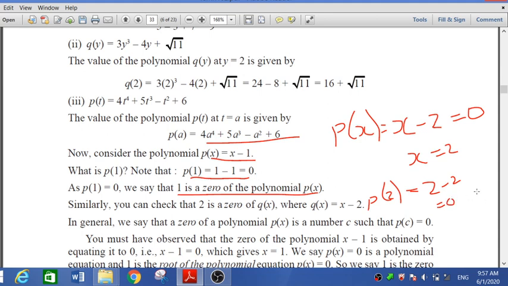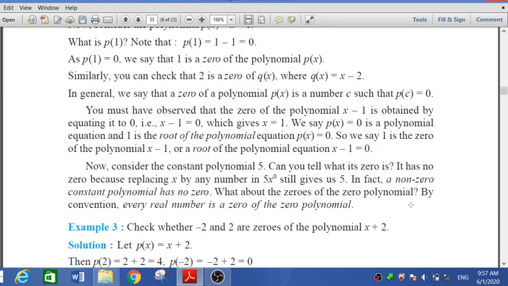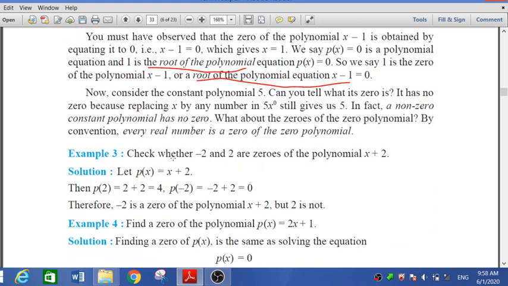So getting the zero of polynomial in a linear equation in one variable is easy. Or we can say roots of polynomial. Another name for zero of polynomial is root of polynomial. So the zero of polynomial of x minus 1, another name is root of polynomial. Now the question is we have to check this, that type of questions are asked.